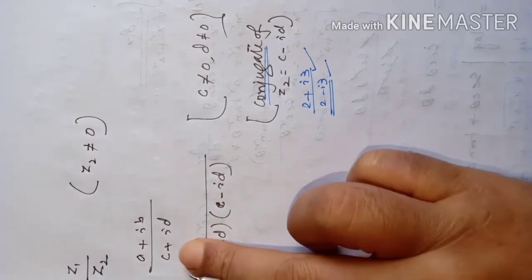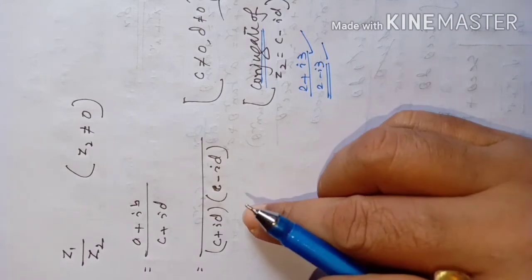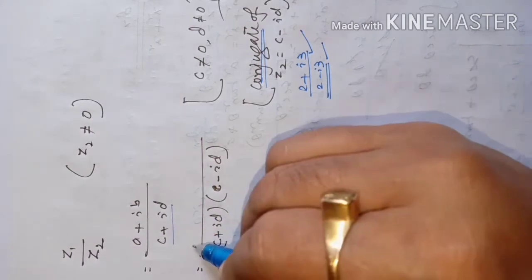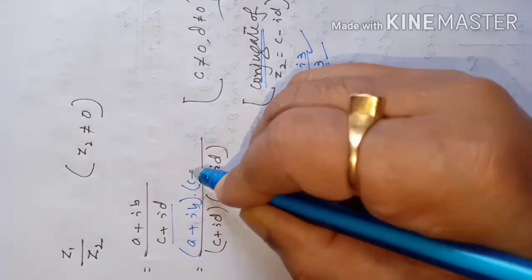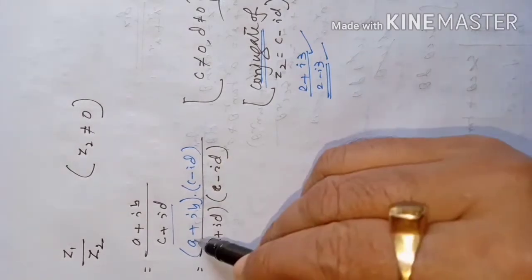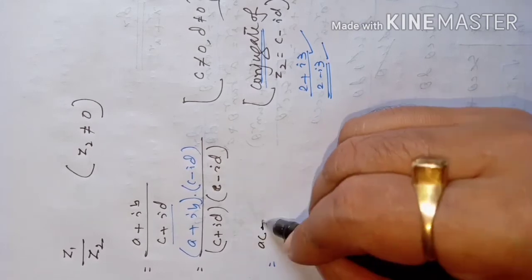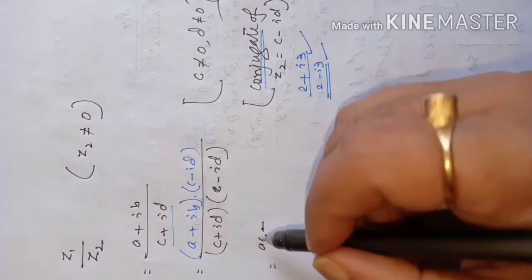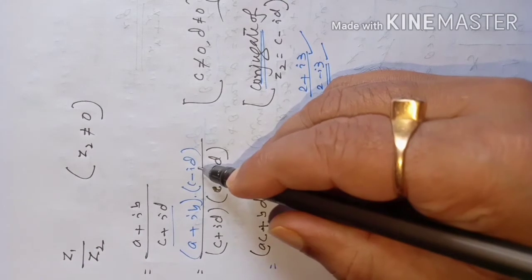So to make the denominator just a real number, we need to multiply it by its conjugate. Then the numerator also should be multiplied: a plus iota b should be multiplied with c minus iota d. Then we will get it like this. As you know, this product is ac plus bd, because iota b into iota d is just multiplied and see.